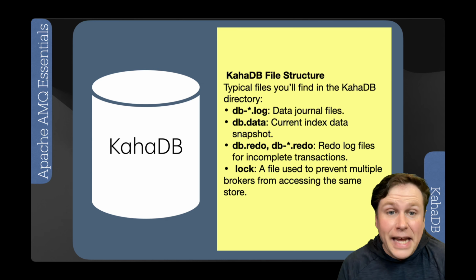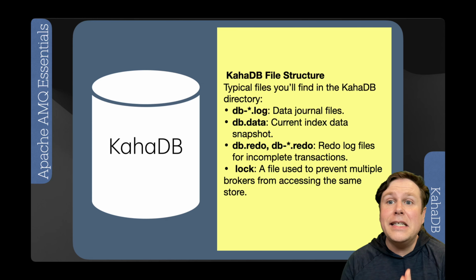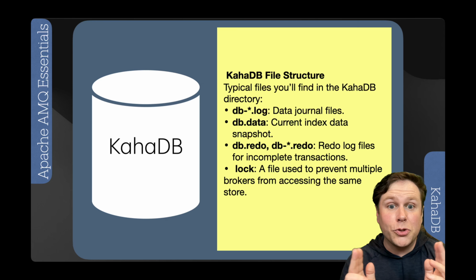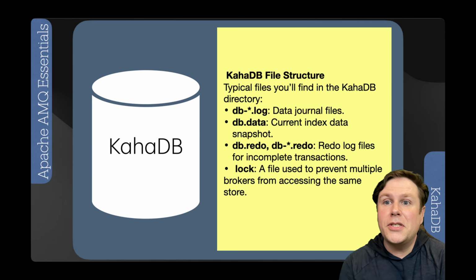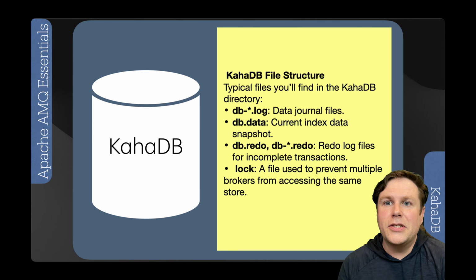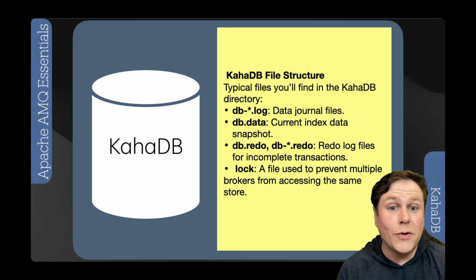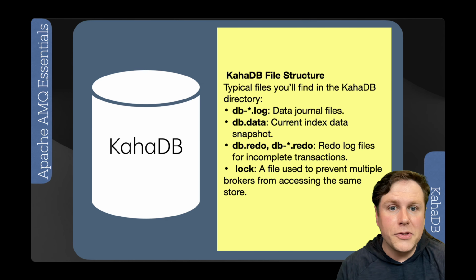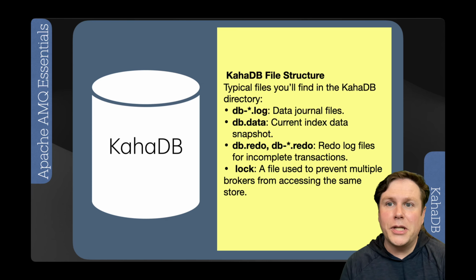We have a DB data file. That is the current index data, that snapshot of our B tree that's in memory. You'll also see a DB redo and free files. What those are about is when something is going through a transaction and something's not complete, this is the bit of persistent data that we use to help implement that functionality.